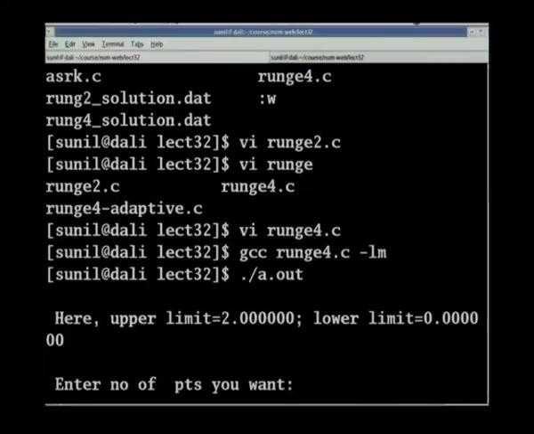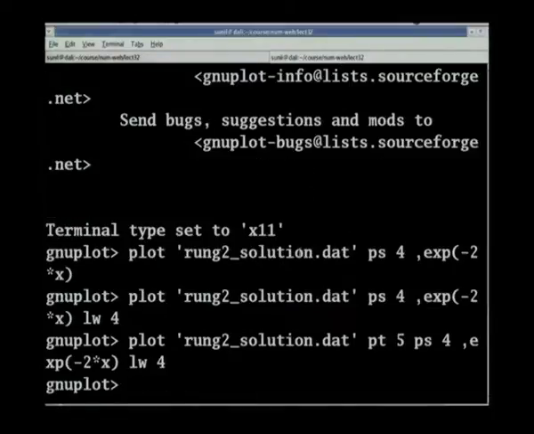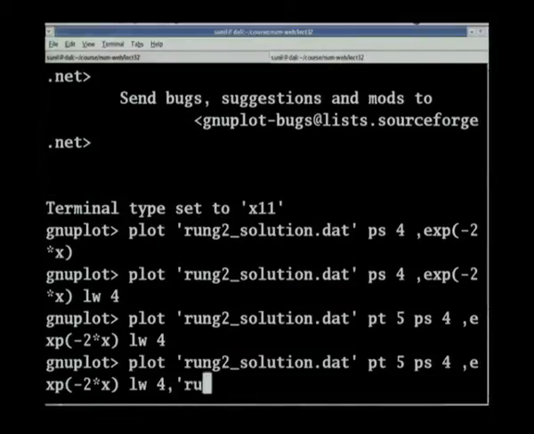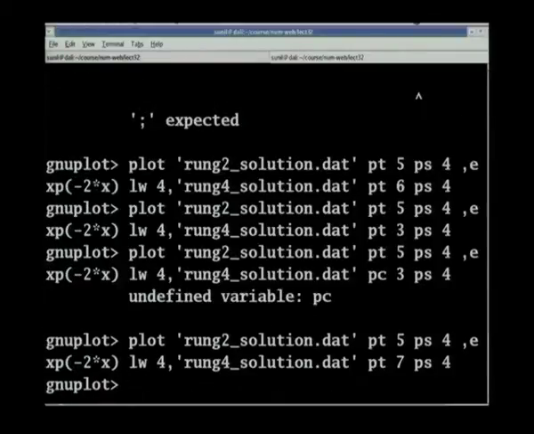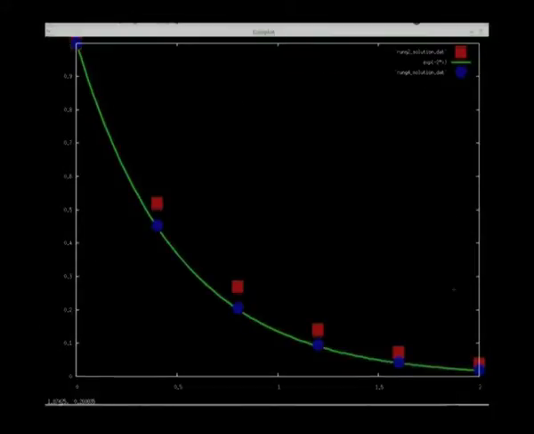Okay, so we could again supply 5 points to that, okay, and we can now plot that along with this function with Runge 2. Okay, we'll also plot Runge 4 solution. Okay, so we'll compare that by plotting the solution which we got using a 5-point second order Runge Kutta and a 5-point fourth order Runge Kutta, and that's what we do here, and this is the plot which we obtained.